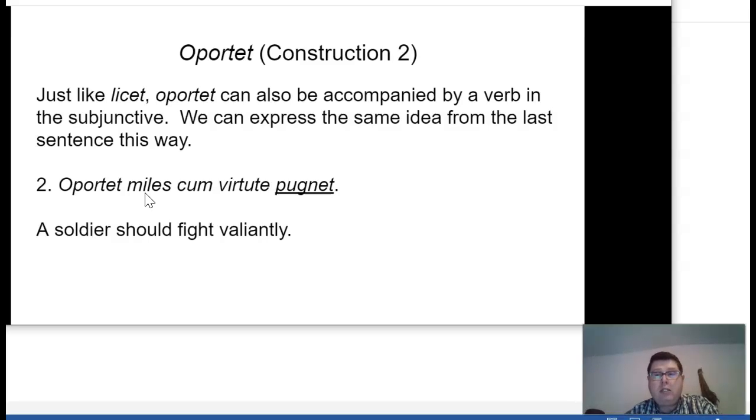Again, the word order is fairly flexible. I could have said pugnet cum virtute miles oportet. But I want to stress that miles here is not the subject of oportet. Miles is the subject of pugnet. Okay, I could have had an ut to introduce that subjunctive clause, but again, I would say you probably only see it 1 out of 4, 1 out of 5 times, if that. So you should be ready to see oportet simply with a subjunctive clause.